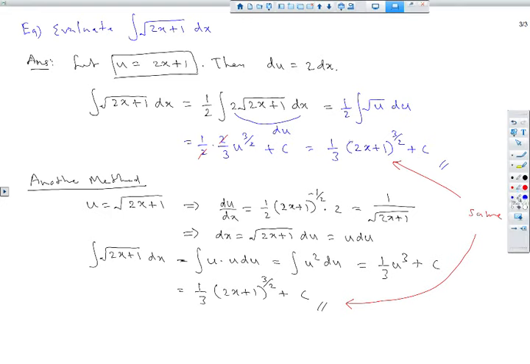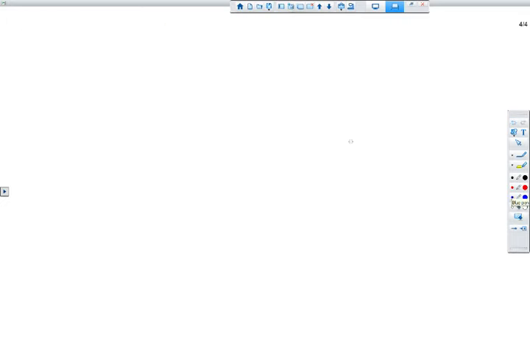I want to do a few more examples of different types. After we do this problem, we can discuss how to handle a definite integral, because these are all indefinite integrals. Let's do some definite integrals after this. Good.